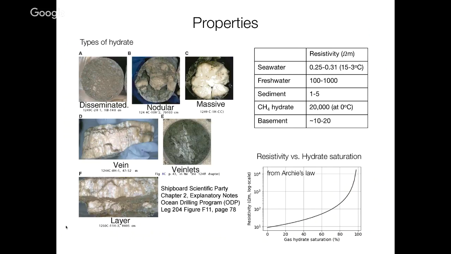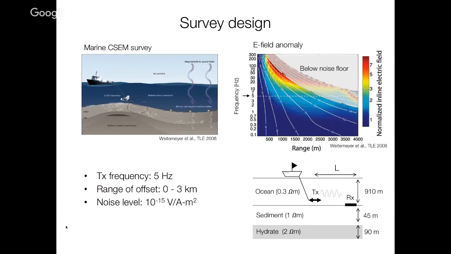And if we look at gas hydrate saturation as a function of resistivity, you also get this kind of curve from Archie's law. So large amounts of hydrate saturation are going to give you pretty high resistivities. So what's our survey design? We're going to use basically the same system that we have used before. There's going to be a transmitter towed just above the ocean floor. You can use various frequencies. This one was 5 hertz, and the offset range was 0 to 3 kilometers, so a shorter cable.